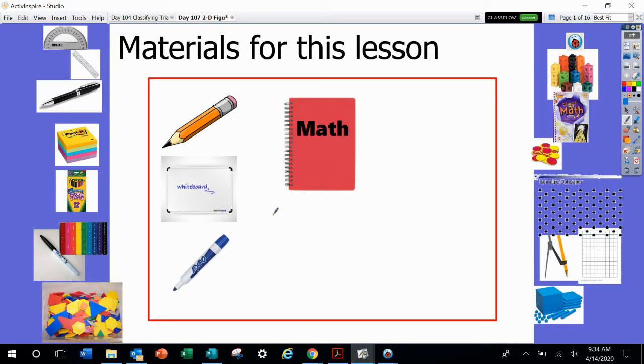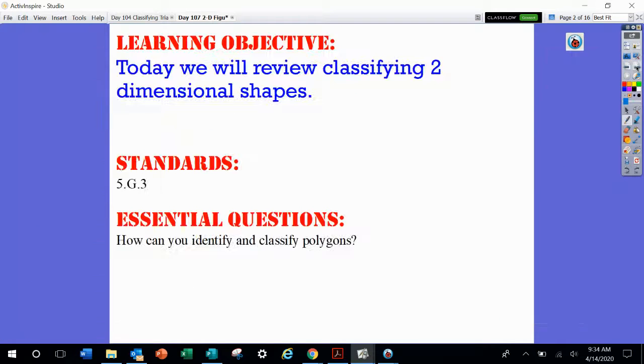So, for today's lesson, what you need is your math notebook. You can use a piece of paper or a whiteboard if you'd like, and a pencil, of course. Okay? So today we will review classifying two-dimensional shapes. We've been working on classifying quadrilaterals and triangles and that kind of thing. We're going to look a little bit more at some quadrilaterals for this next activity.